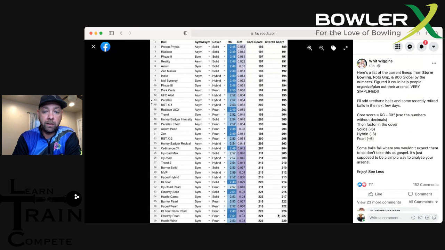So here's where the wrenches are actually at. You look down here, you come into where the IQ Tour Nano is, the Nano Pearl. This one is a wrench. There's no possible way this ball should be this low on the list. This ball is much, much stronger than the numbers give it credit for because of that cover. It's got that nano cover. And then you got another one.